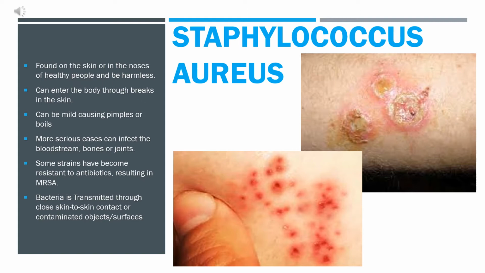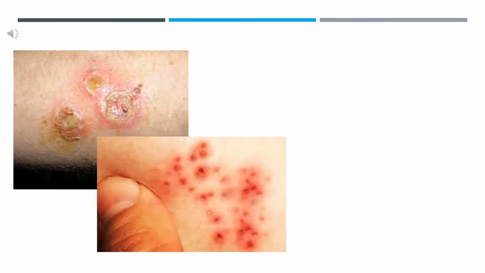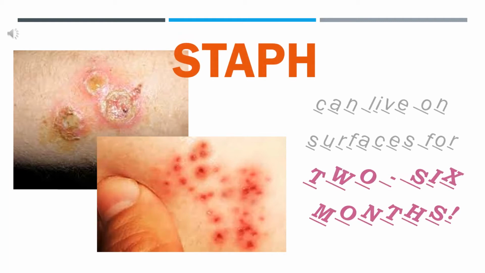Antibiotics such as methicillin can still be used to treat many infections caused by beta-lactamase-producing strains of staph. However, certain strains of staph have now also become resistant to treatment with methicillin, thus resulting in methicillin-resistant Staphylococcus aureus, or MRSA. Staph can live on surfaces for 2 to 6 months.